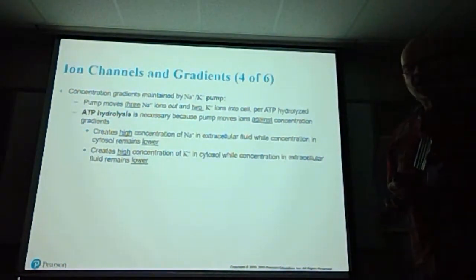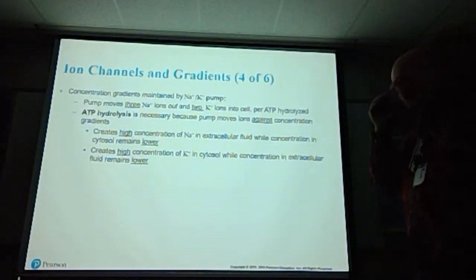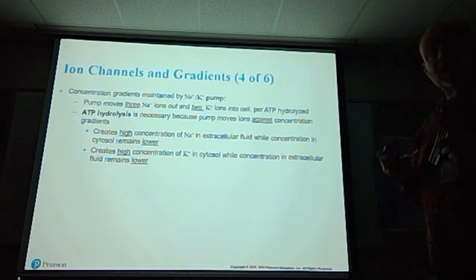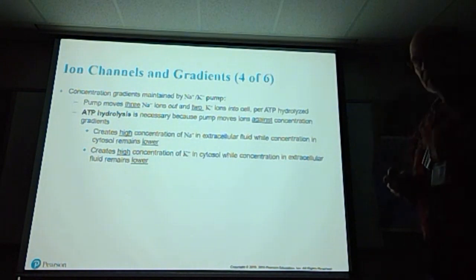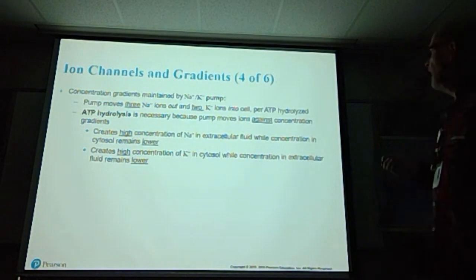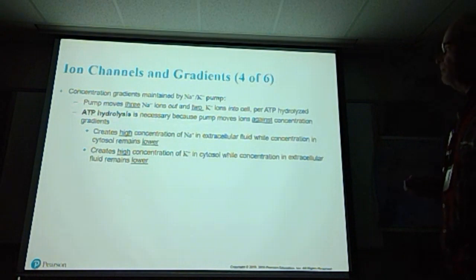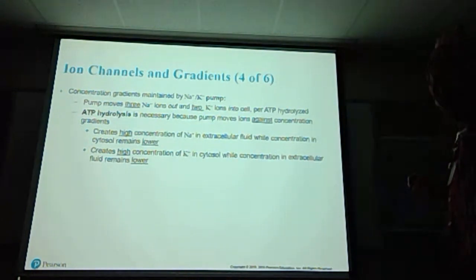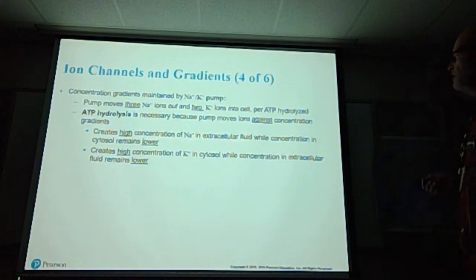ATP hydrolysis is necessary because the pump moves ions against the concentration gradient. And when we talked about movement against the concentration gradient earlier in the semester, we call that what type of transport? We call it active transport, and active transport always requires an ATP unit to be used up or hydrolyzed. This ATP hydrolysis creates a high concentration of sodium in the extracellular fluid, while the concentration in the cytosol remains lower. It creates a high concentration of potassium in the cytosol, while the concentration in the extracellular fluid remains lower.